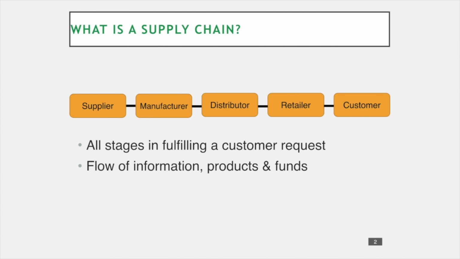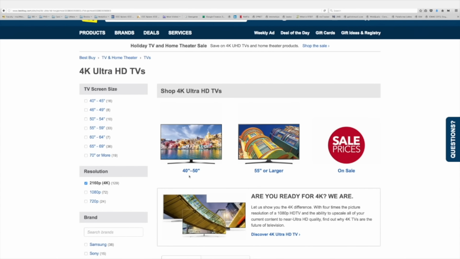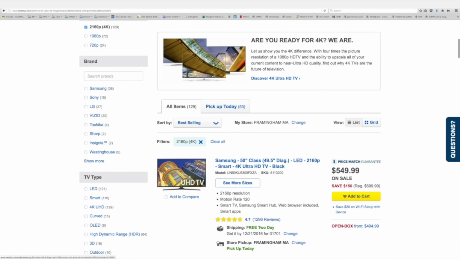Now, if you look at within each of these stages, for example, within the supplier or manufacturer, you'll also find there are various interconnected processes happening within that, and flow of information, products, and funds also go on in those processes. So if you take example of Best Buy, and let's say a customer is interested in buying a TV.